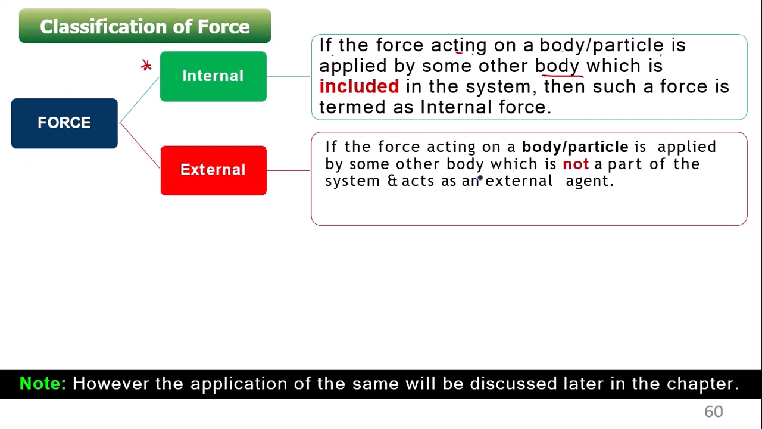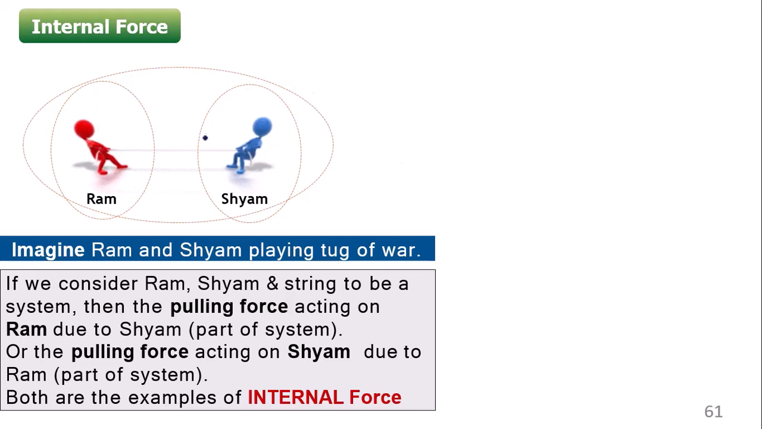Okay. So depending on that, if there is a tug of war, let us say only Ram is taken as our system. Only if I take Ram as a system, then the force acting on Ram is by some external agent. Why? Because Sham is not included in the system. If we consider Ram, Sham and string to be a system, then the pulling force acting on Ram due to Sham is part of the internal force, because the entire thing is a system. Ram, Sham, and string is a system. So the force offered by Ram on Sham or by Sham on Ram, these are internal forces.